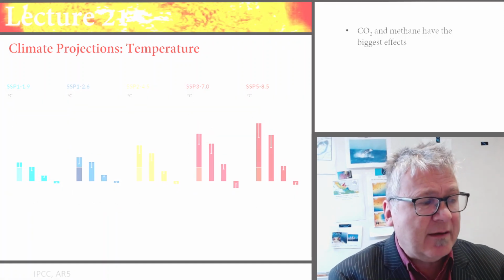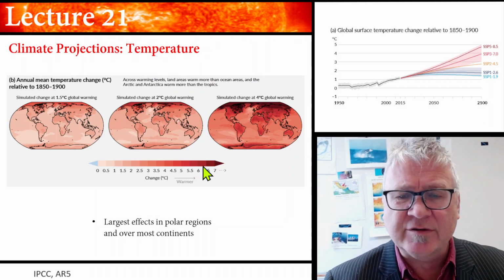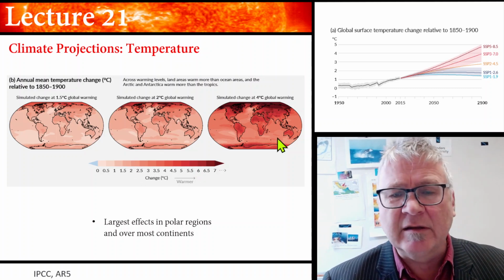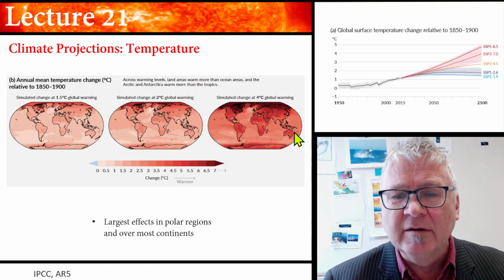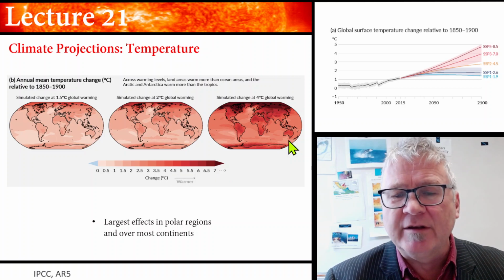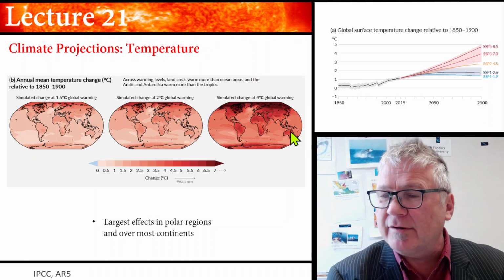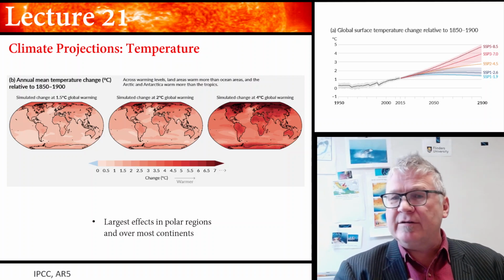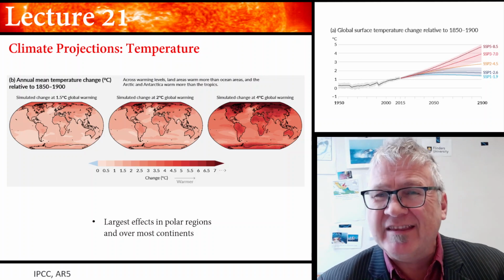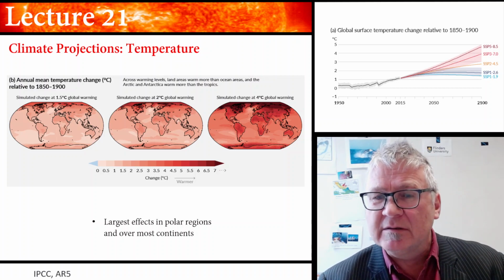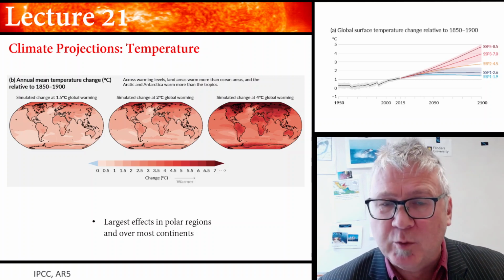Let's go back. Where's Australia? What do we get in Australia? Okay, in Australia we get something here. Let's have a look at the 4 degrees Celsius change. You get something like maybe 4 degrees. That's the average change. But hang on, it's actually not just 4 degrees warmer throughout the year. These temperature changes come in the form of heat waves.